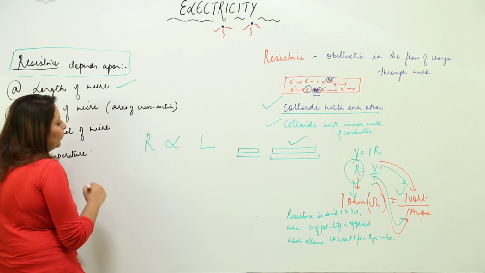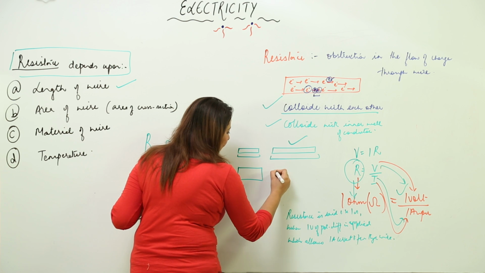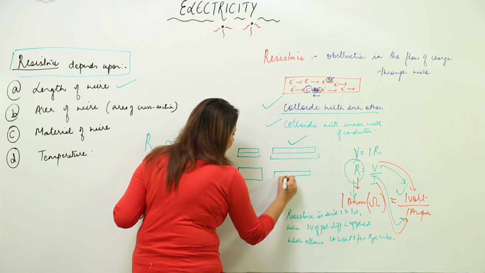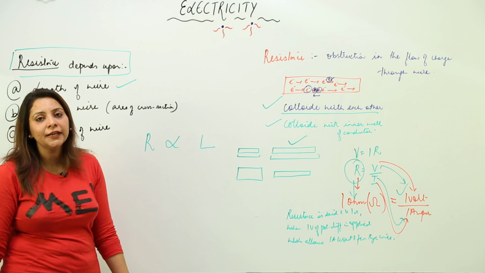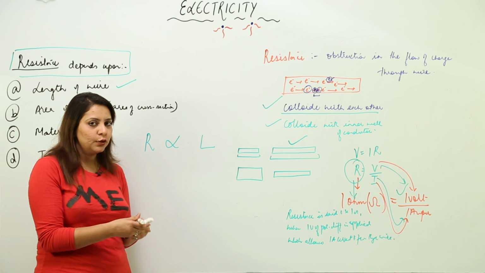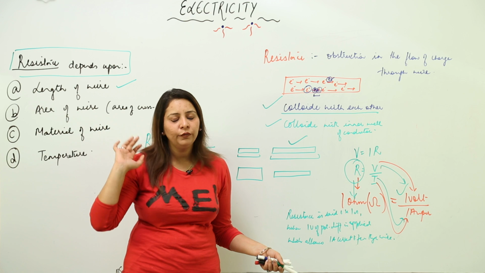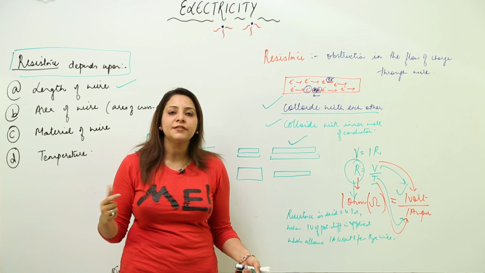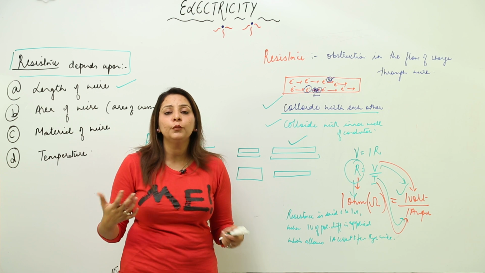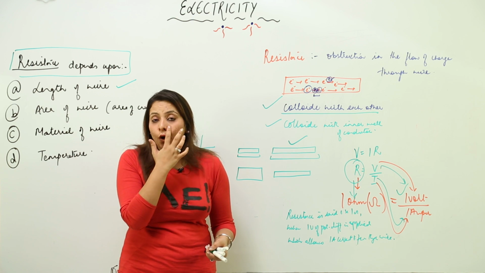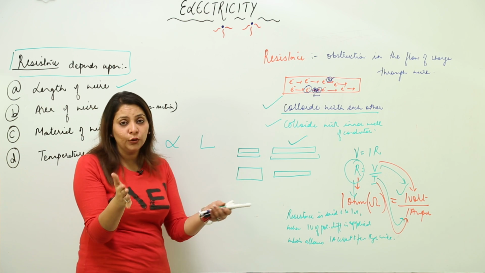It depends upon area. Let's say we have a thick wire on one side and a thin wire on the other side, or we'll just relate it to roads again. Suppose I have a wide road on which the traffic is moving and a narrow road where the traffic is moving. In which of the two do you see more collisions going to happen? Obviously the chances of collisions will be more on the narrow one, because the road is narrow.